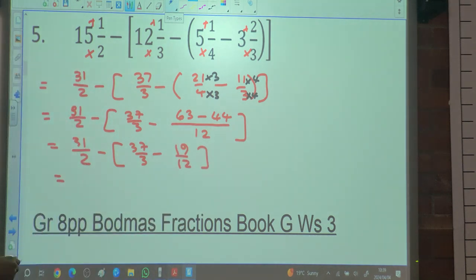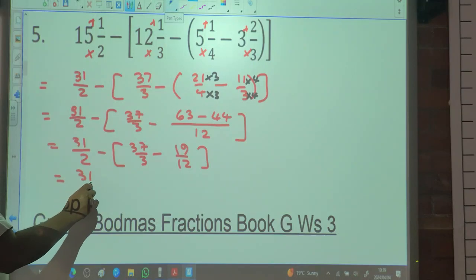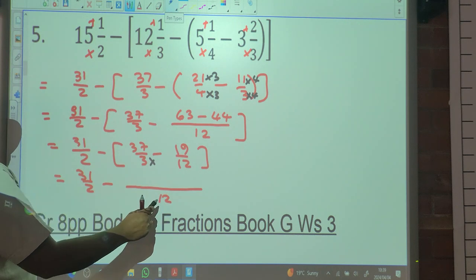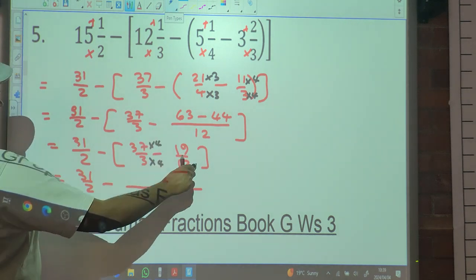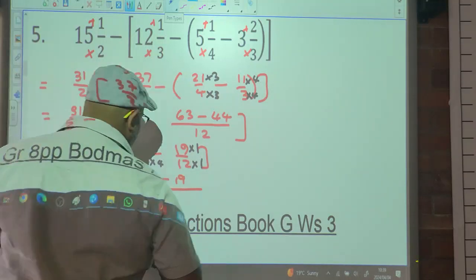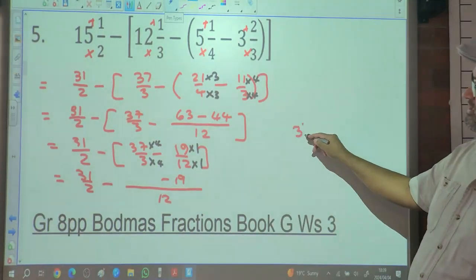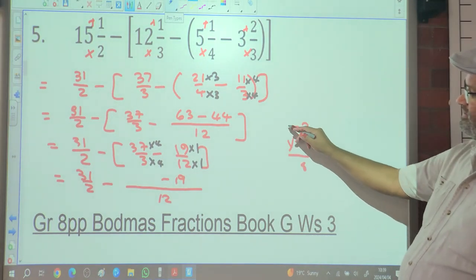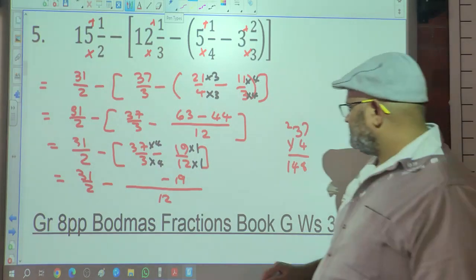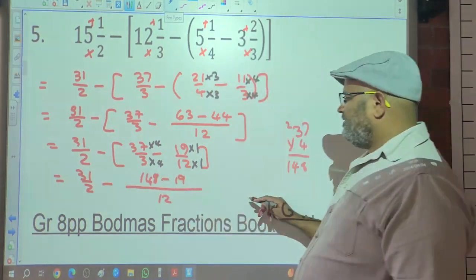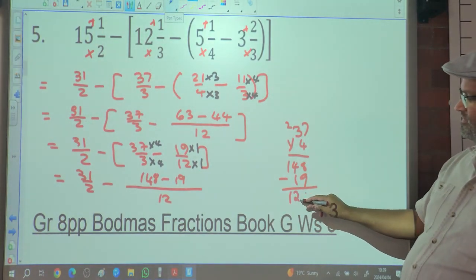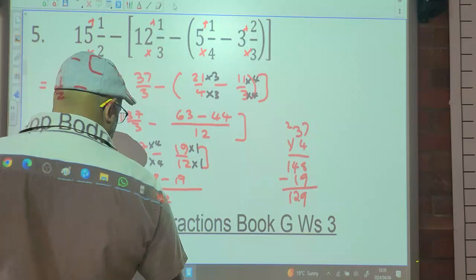What's your LCM inside the bracket now? 12. So it's 31 over 2 minus LCM of 12. 3 multiplied by what is 12? 4. 12 multiplied by what is 12? 1. So that's minus 19 is the easy one. 37 times 4 is 148. Is that correct? Yes, sir. Now 148 minus 19 is 129. It's absolutely correct. You all agree with that, no?